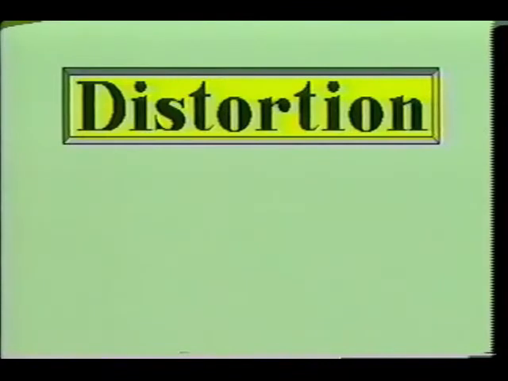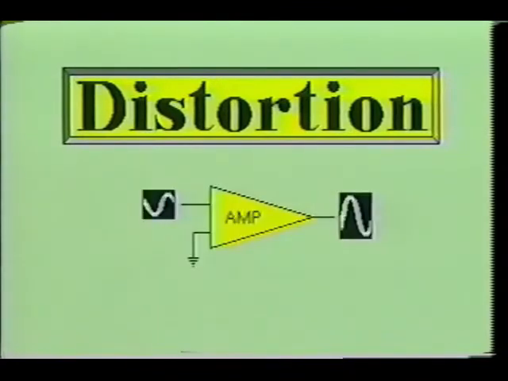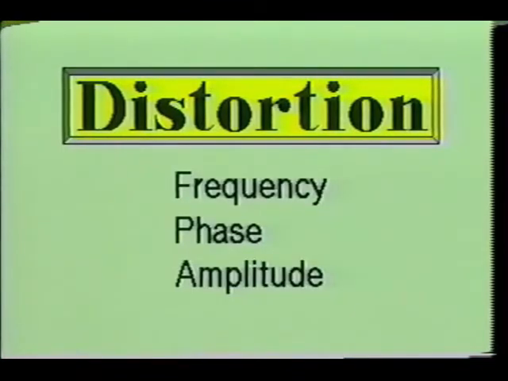The third parameter of the amplifier is called the distortion. As you recall, the amplifier is designed to increase the amplitude of the input signal by its gain factor. Since there are no perfect components or circuits, all amplifiers will distort the input signal. Distortion may occur in frequency, phase, or in the amplitude of the signal.